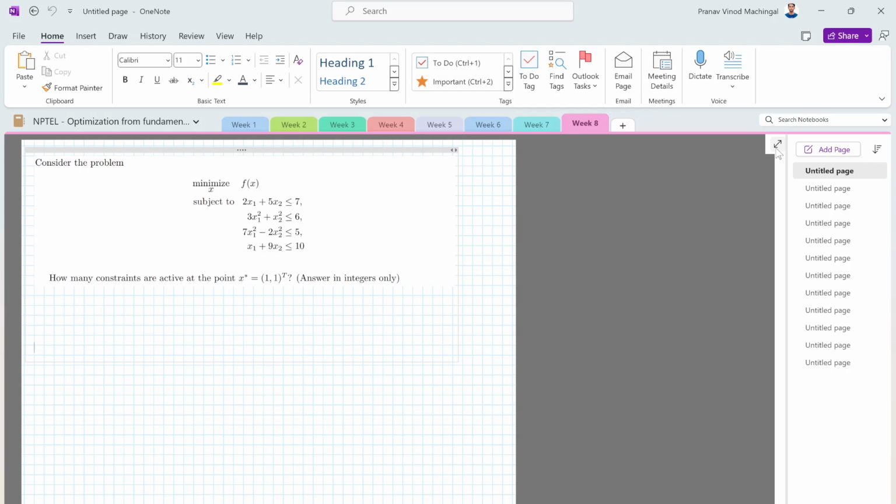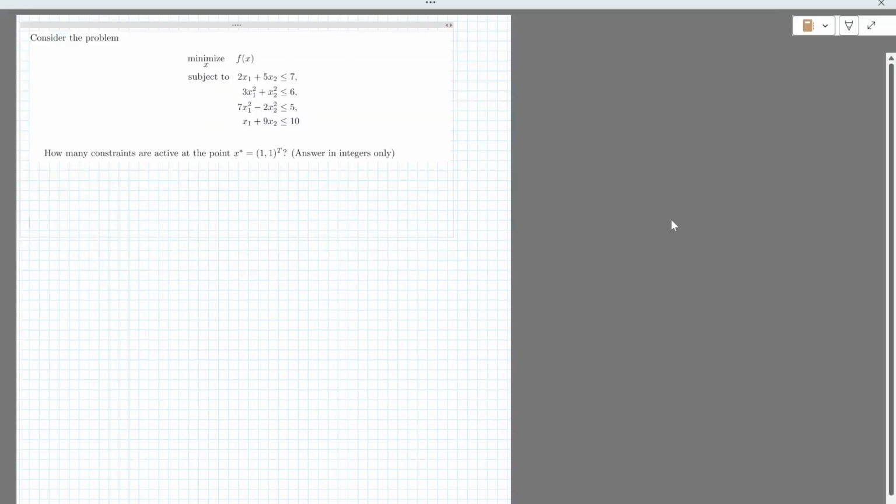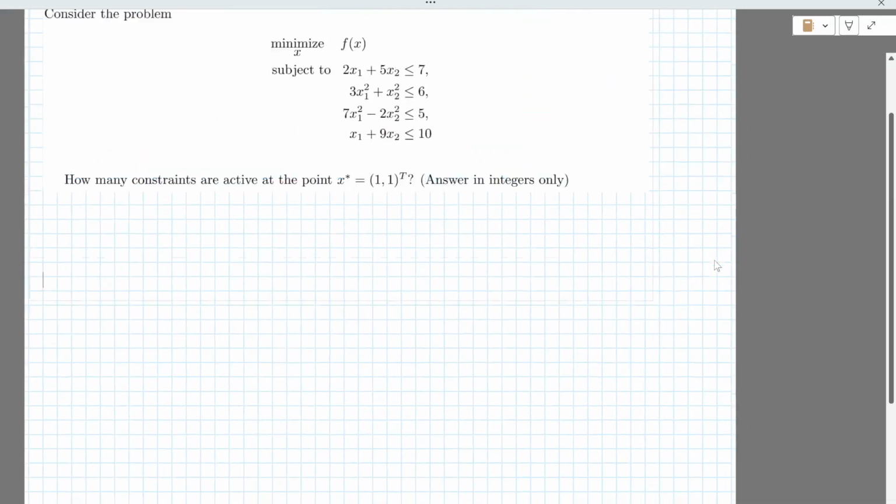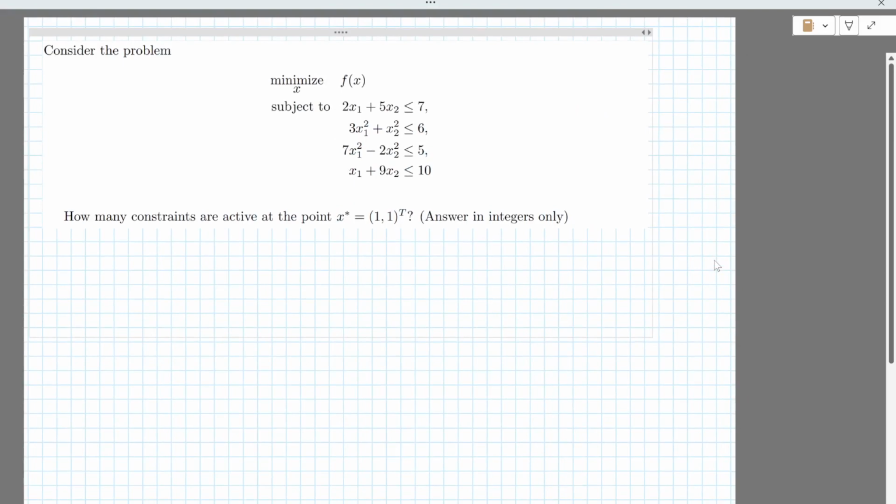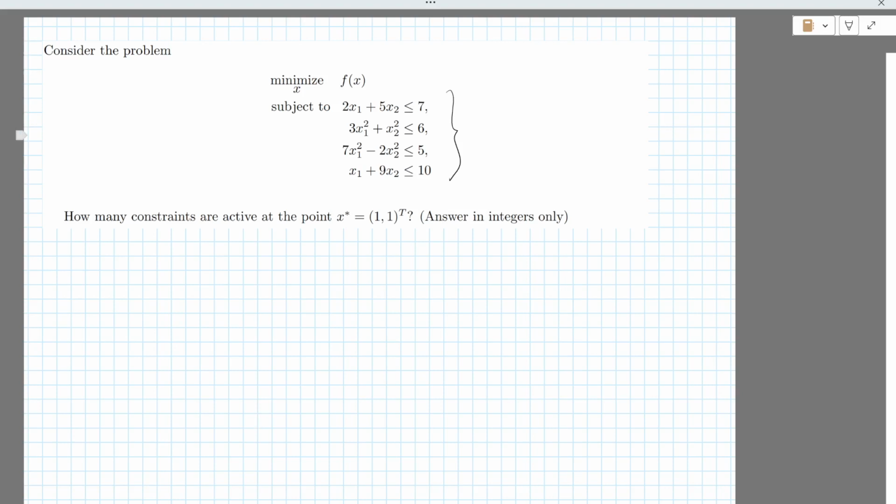So this is week 8 of last year. The first question is, consider this problem where you have f of x as your objective and some set of constraints, and they are asking how many constraints are active at a point x star equal to (1, 1) transpose.